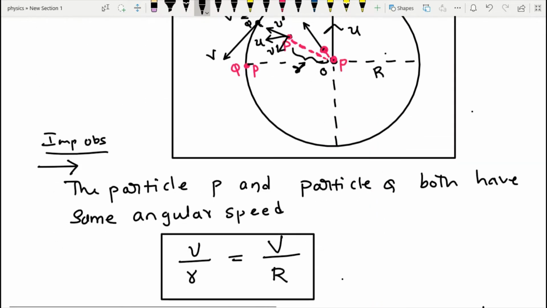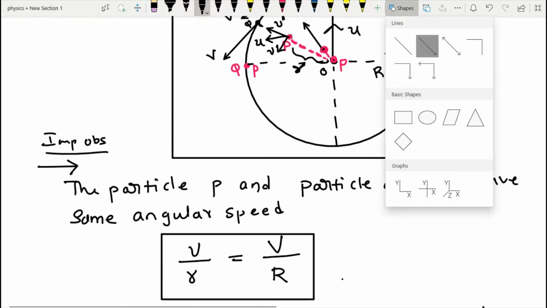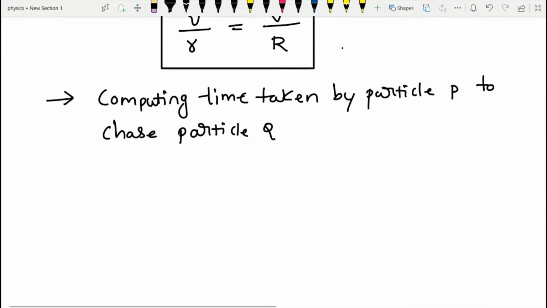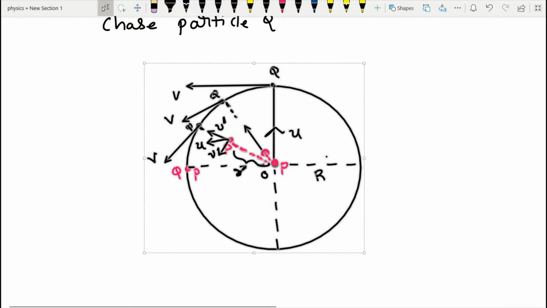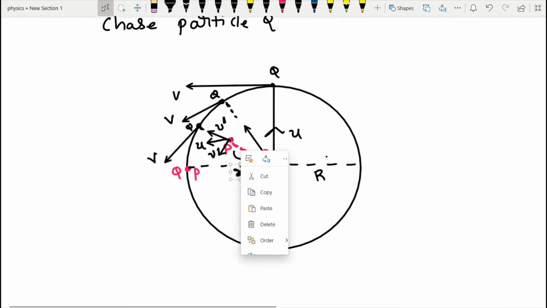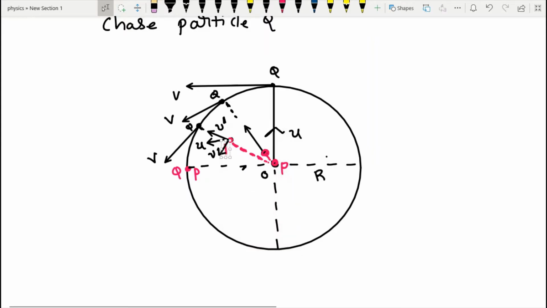So in order to compute that time, let us see the diagram once again. I am going to erase some unwanted things in this diagram to get better clarity. So see here, I am going to take only the required parts of the diagram. From here to here, this is the radius.